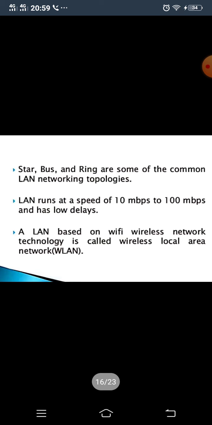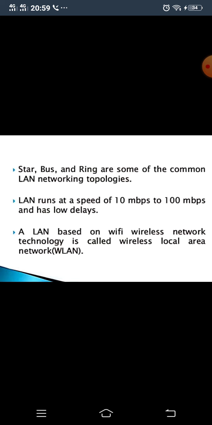Star, bus and ring are some of the common LAN network topologies. So LAN uses star, bus and ring topologies. We are going to discuss the types of topologies in our next lecture, inshallah. Just keep in mind which topology is used in LAN, or which topology is used by WAN or MAN. LAN runs at a speed of 10 Mbps to 100 Mbps and has low delays.